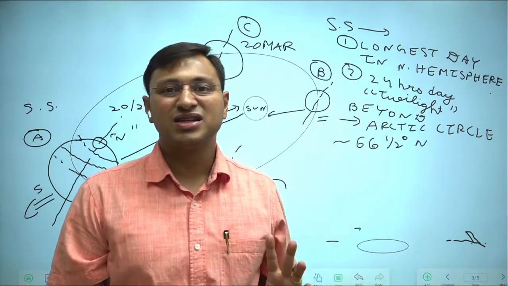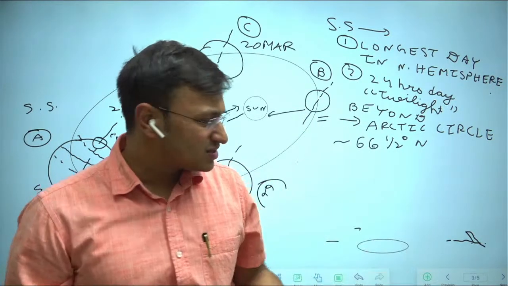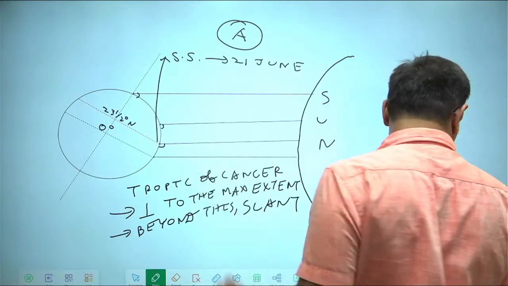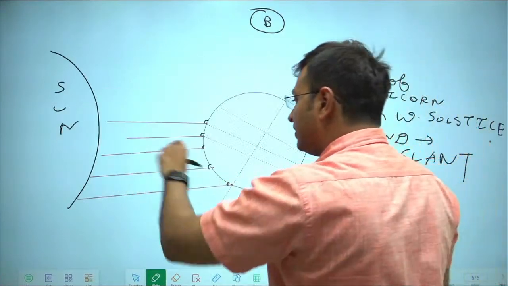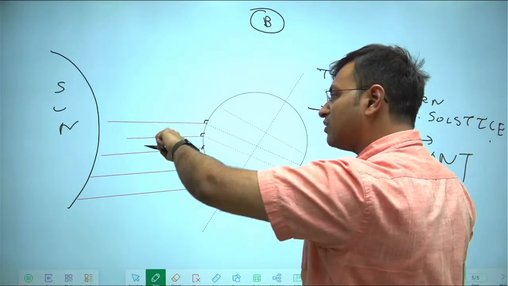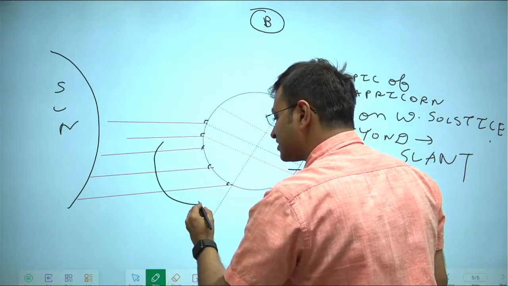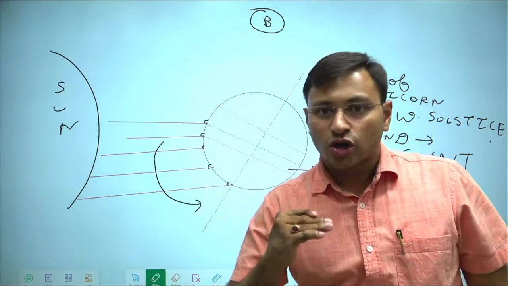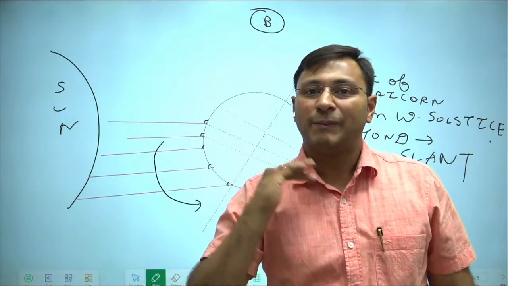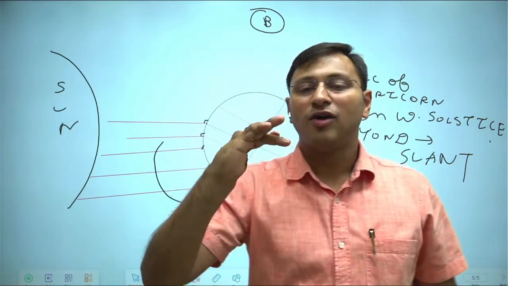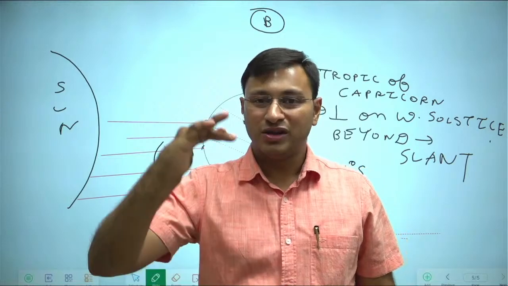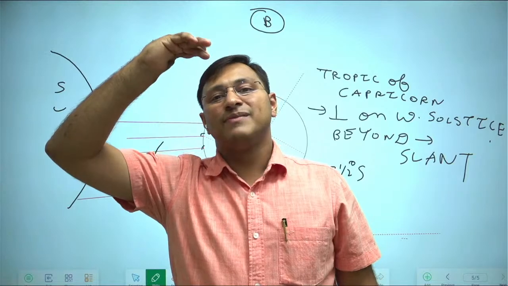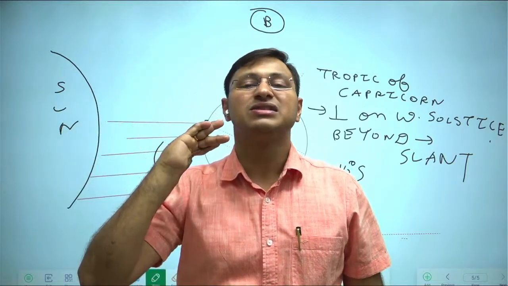Beyond that, the sun's rays will never fall perpendicularly. Whereas in the winter solstice, the Tropic of Capricorn will be that latitude wherein the sun's rays fall perpendicularly, and beyond this, the sun's rays start falling at a slant angle. So what will the Tropic of Cancer and Tropic of Capricorn denote? They denote the maximum extent to which the sun can migrate in the northern hemisphere and in the southern hemisphere.